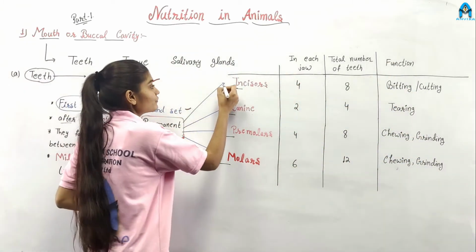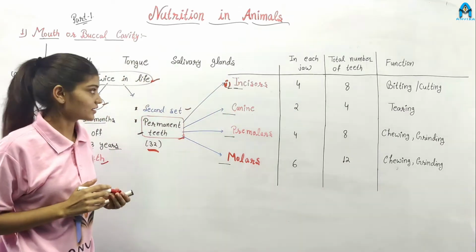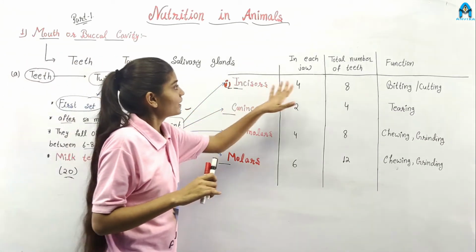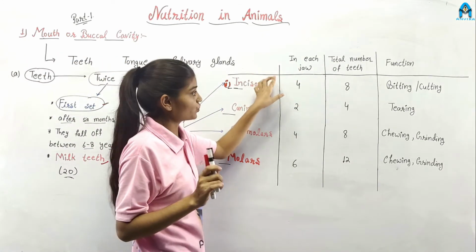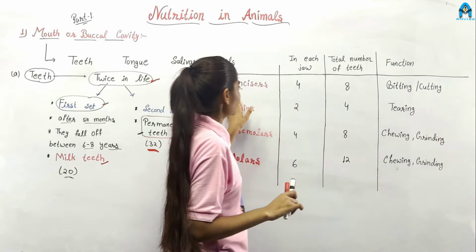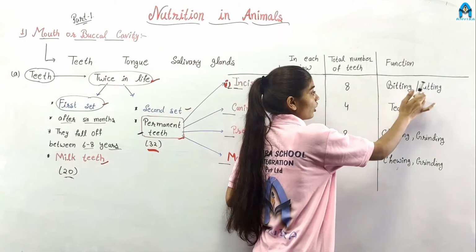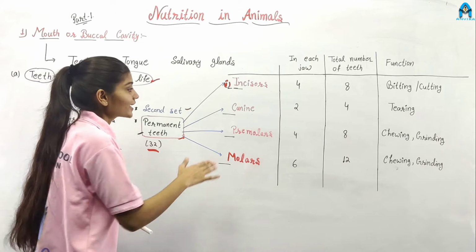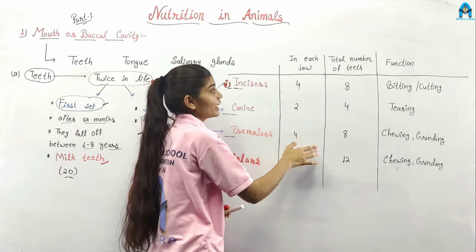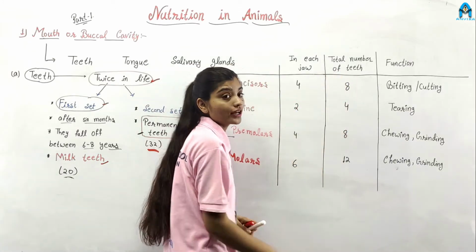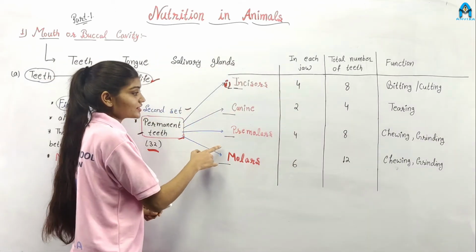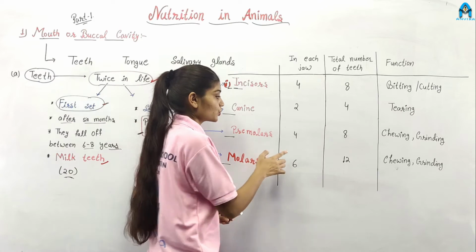Okay. The first type of teeth is incisor, and incisors are the front teeth. The number of incisors in each jaw is 4, and the total number of teeth is 8, and the function of the incisor is biting or cutting. Second one is canine. The number of canines in each jaw is 2, and the total number of teeth is 4, and the function of canine is tearing. Third one is premolars, and the number of premolars in each jaw is 4.